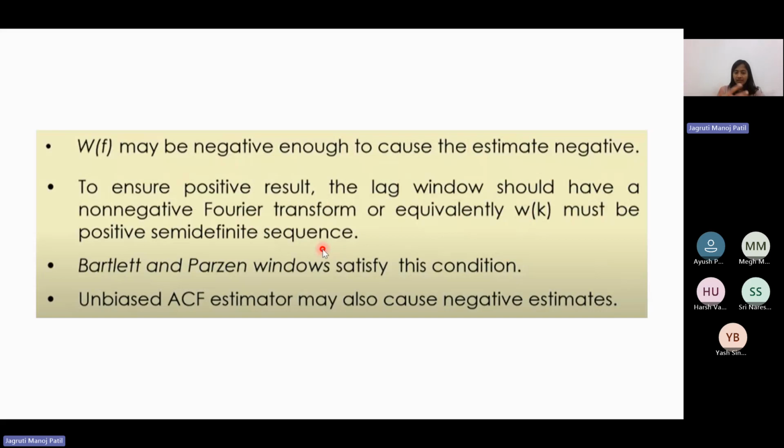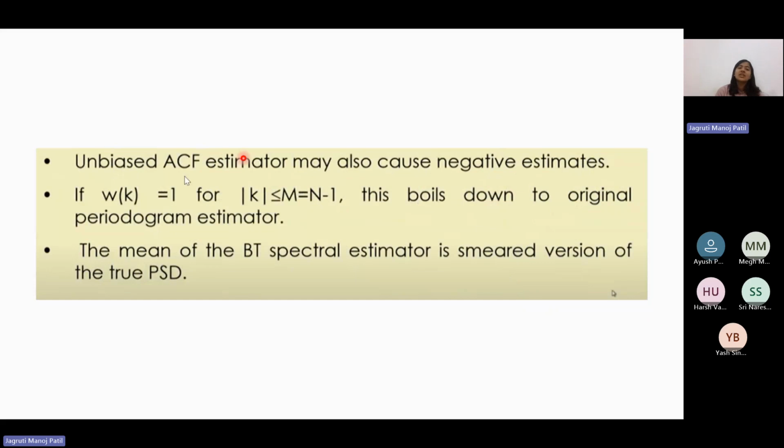There were other people, Bartlett and Parzen. Bartlett gave us the triangular window approach to satisfy this condition. They again saw that this unbiased autocorrelation estimate might also give a negative estimate, which was not good enough. So they changed the weight function again, which boils down to the original periodogram estimator. They tried a series of techniques but essentially came back to point one.